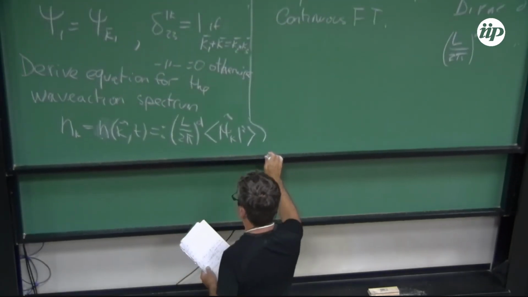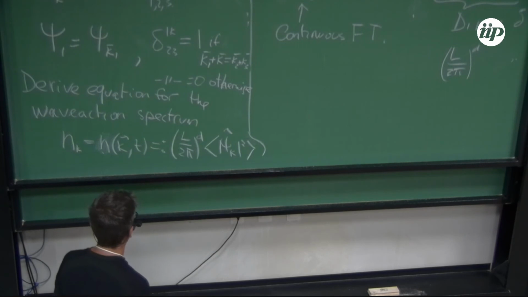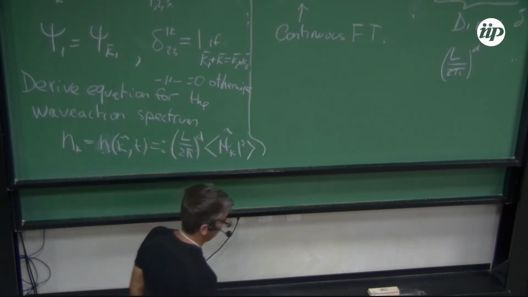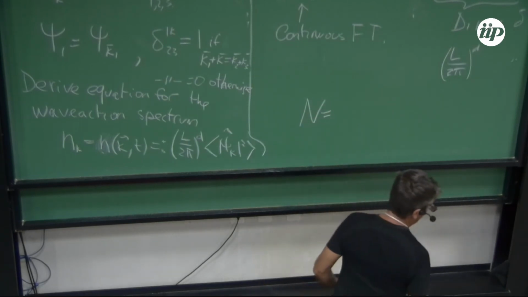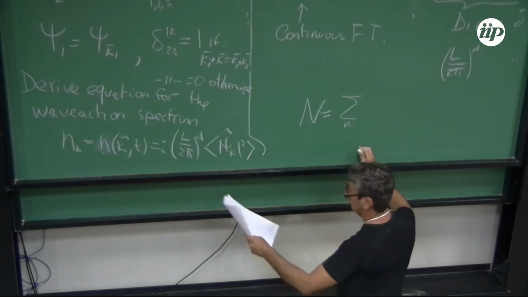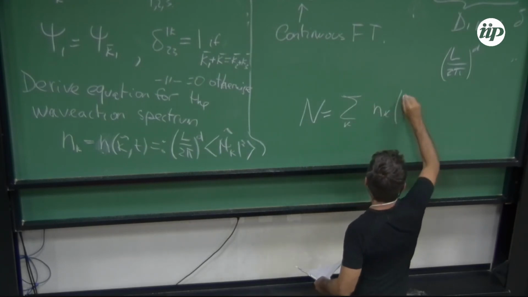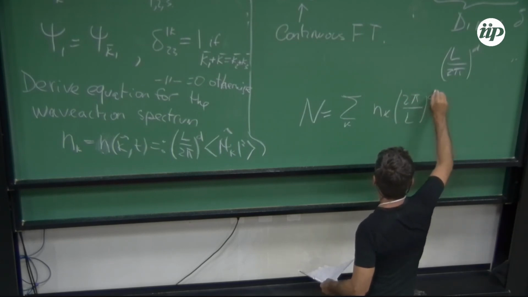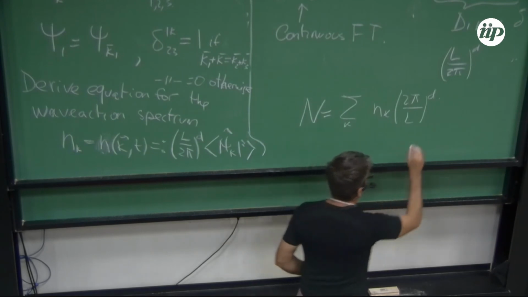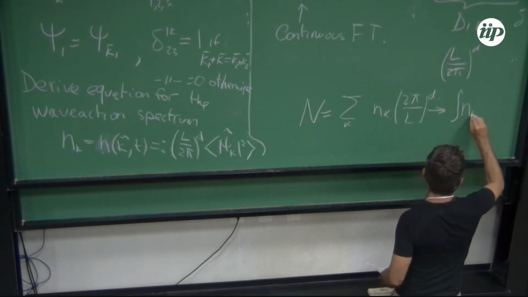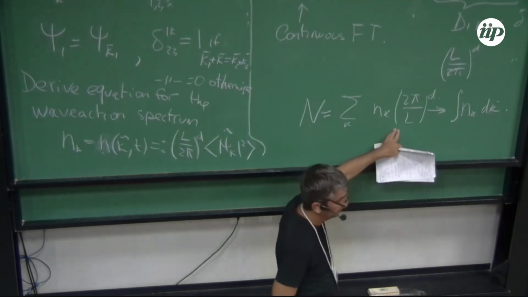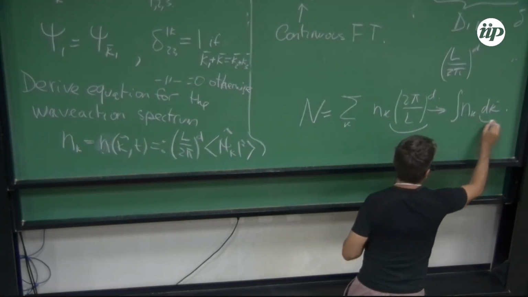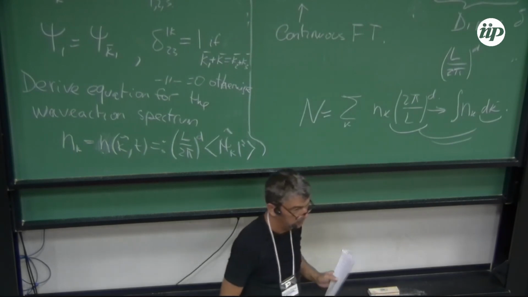You can see that, okay, well, let's work it out, right? So the total mass, n, is going to be the sum of n_k times 2 pi over L d, right? Which in the continuous limit will go to the integral of n_k dk.